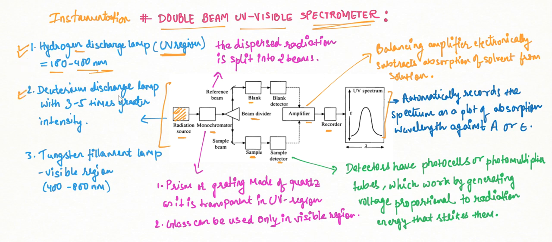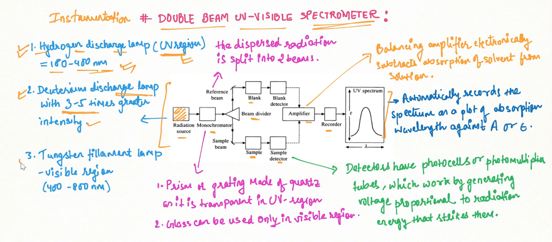Then we have a deuterium discharge lamp, and this deuterium discharge lamp also discharges radiation in the UV region only, the same region, just that the intensity is 3 to 5 times higher than the hydrogen discharge lamp. Okay, so then it becomes a better option as compared to the hydrogen discharge lamp.